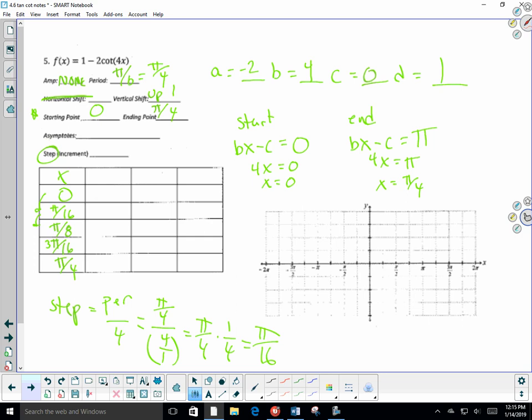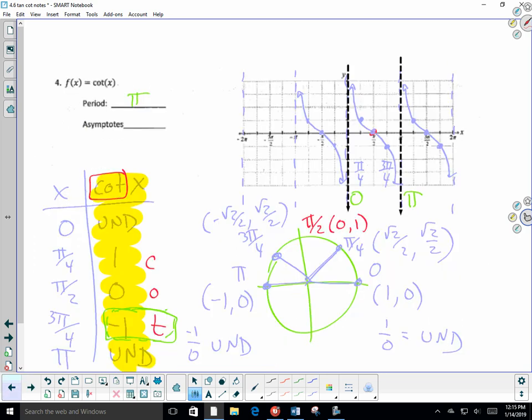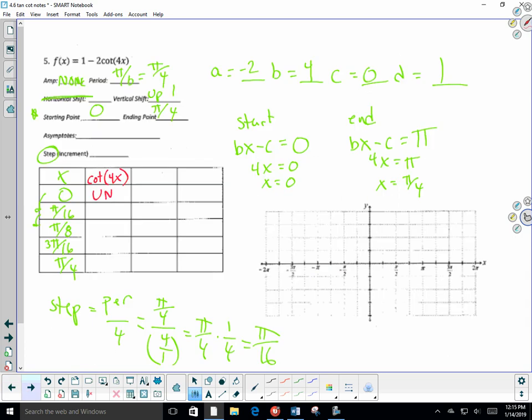At this point in my next column, I need cotangent of bx minus c. Well, that's cotangent of 4x. What am I filling in this column? That's what we just talked about here. Undefined, 1, 0, negative 1, undefined. I can't remember. Was it supposed to be 1, 0, negative 1 or negative 1, 0, 1? Remember, you're spelling out cotangent for this graph. And wherever the t was is where the negative 1 goes.